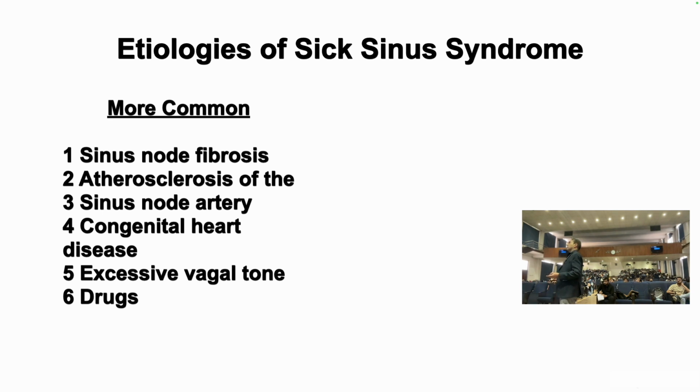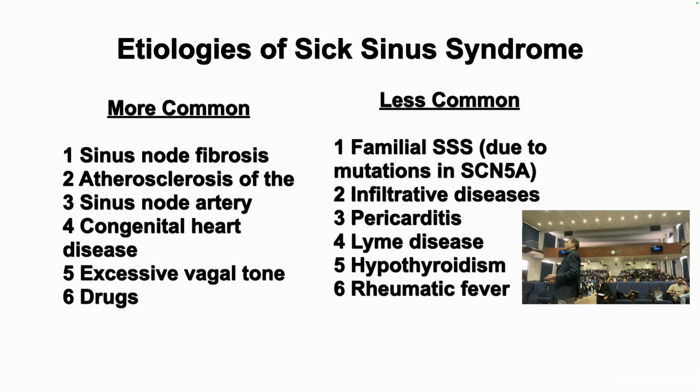The etiologies are fibrosis, atherosclerosis of the sinus node artery, congenital heart disease, excessive vagal tone, some of the drugs which can slow down the SA node, familial condition because of the SCN5A mutation, infiltrative disorders, pericarditis, Lyme disease, hypothyroidism, and rheumatic fever. So these may be the reasons for sick sinus syndrome. Now if patients who are relatively younger present with sick sinus syndrome, you should look into these.